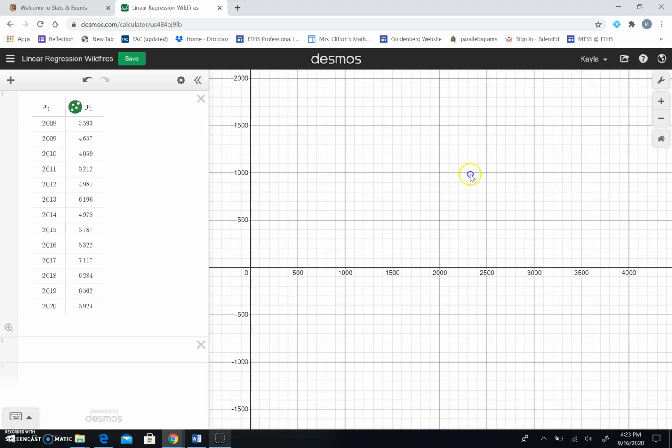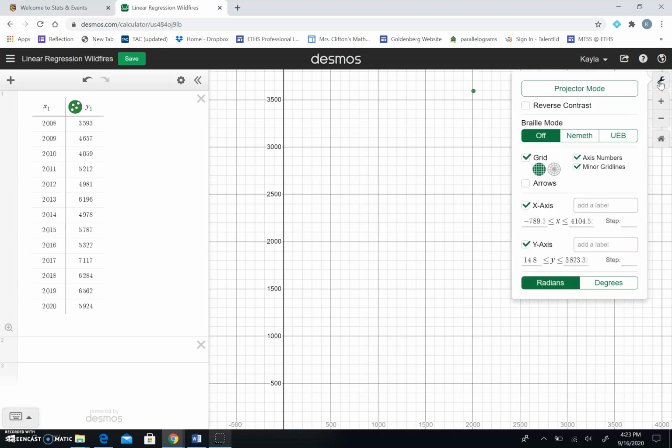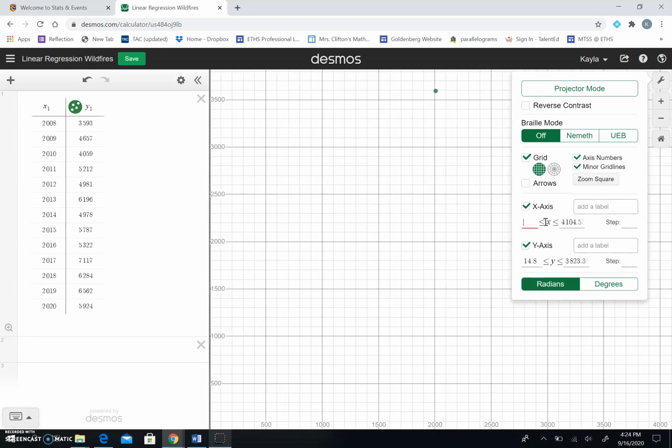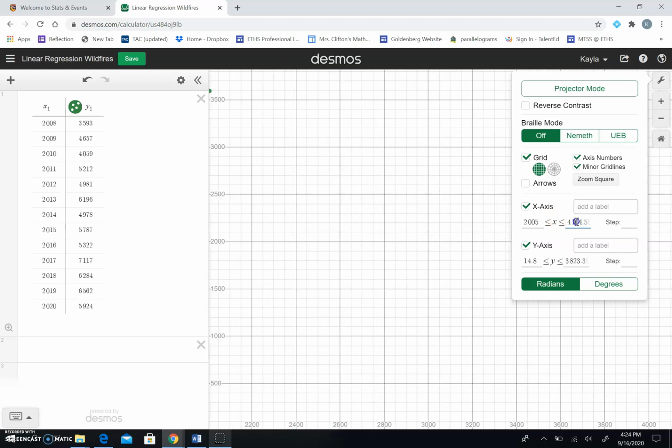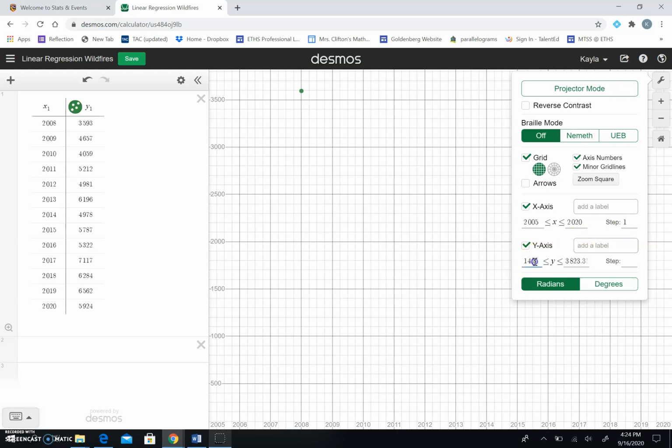And one thing, if you're trying to get to the right space, but it's hard, if you go to the little settings right here, you're actually able to choose. So I'm going to make my x-axis, that's representing my time. I'm going to make it start at a little bit before 2008. So I'm going to maybe make it start at 2005. And I'm going to make it stop at 2020. Step is how much you go up each time, so I'm just going to say it goes up by 1 year.